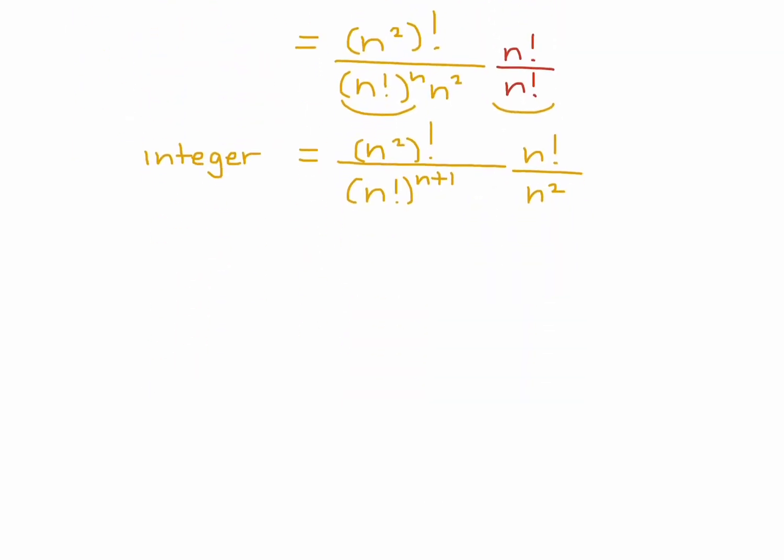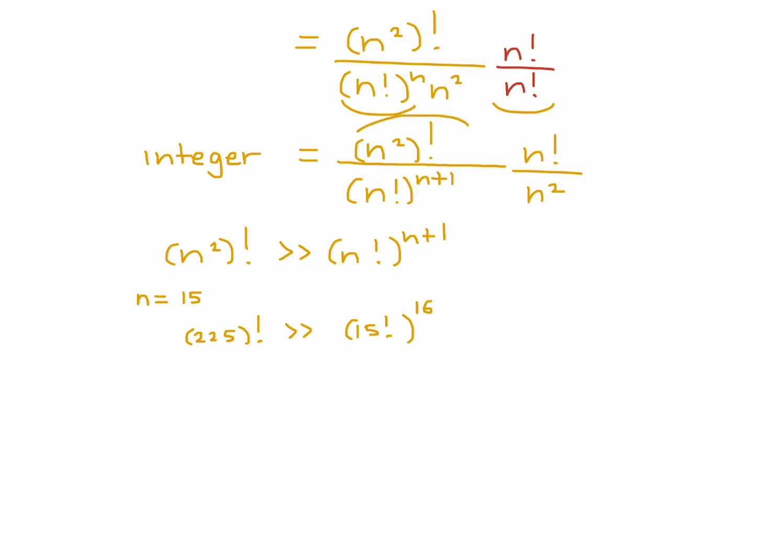Now, notice that if you just look at this term, that n squared factorial is going to be much greater than n factorial to the power of n plus 1. For example, if you had, say, n is equal to, say, 15, well, this part becomes 15 squared factorial, which is 225 factorial. And that's obviously going to be much greater than 15 factorial to the power of 16.